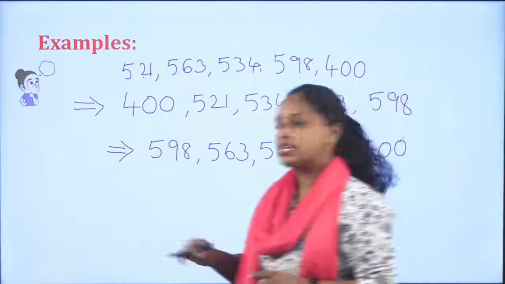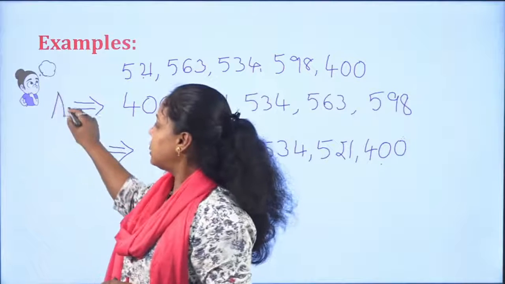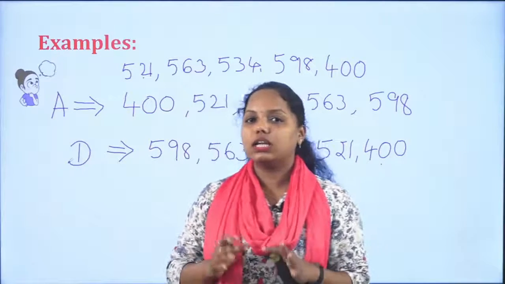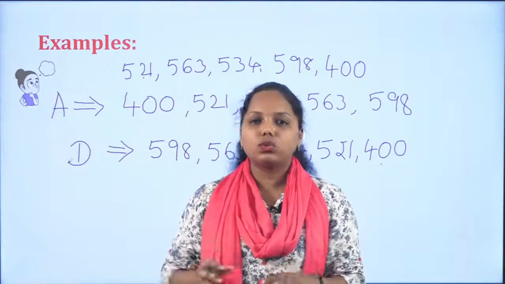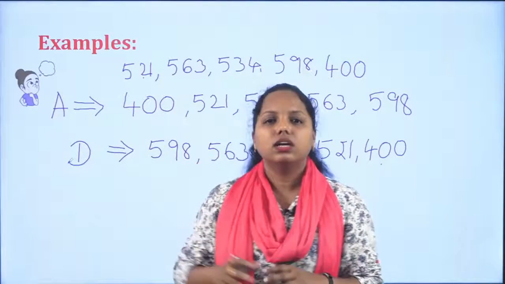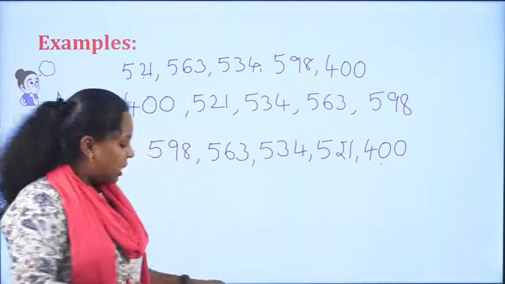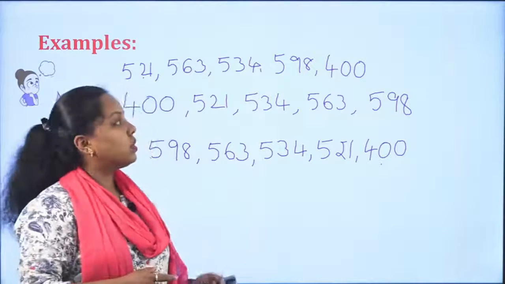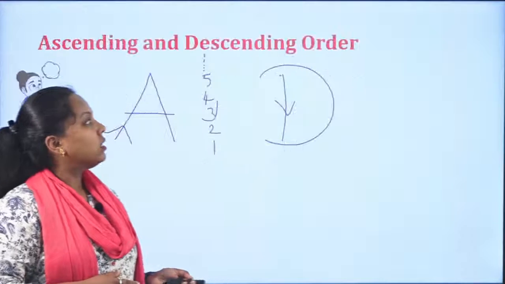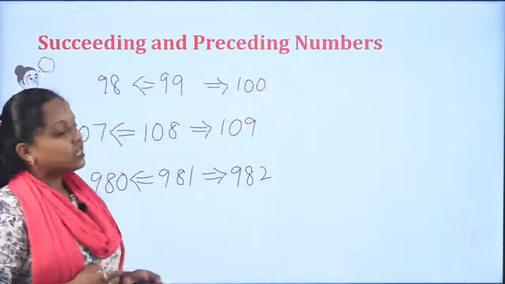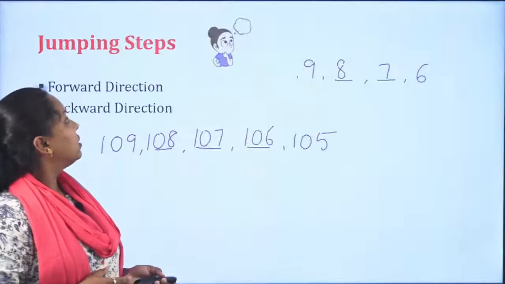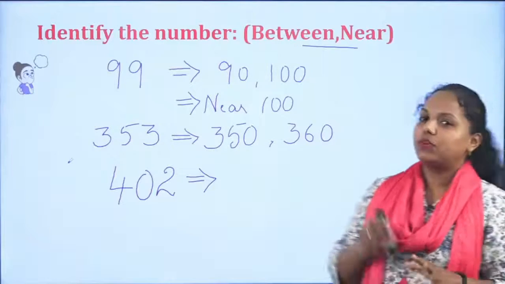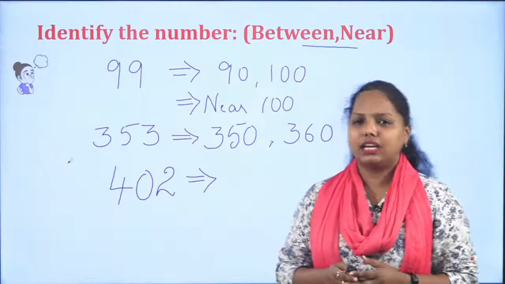I hope that was an easy one. So, this is ascending order and this is descending order. So, ascending and descending, you should not forget this. You might get questions in all the standards based on these. So, till now we have learned 4 concepts. What are the concepts? Ascending, descending, then preceding and succeeding, then jumping steps, then identifying the number, that is between and near.